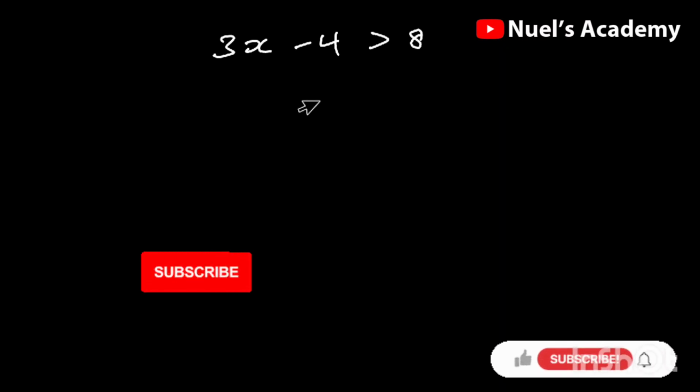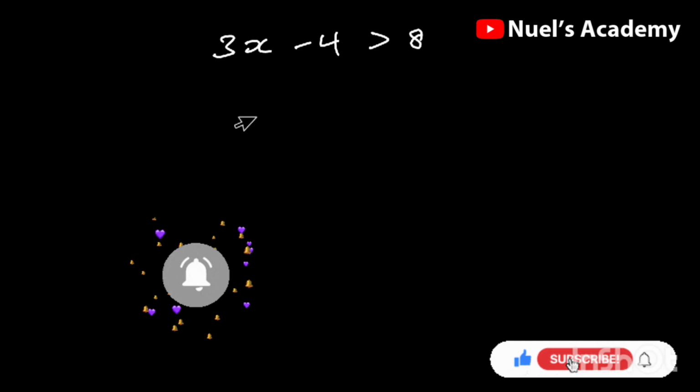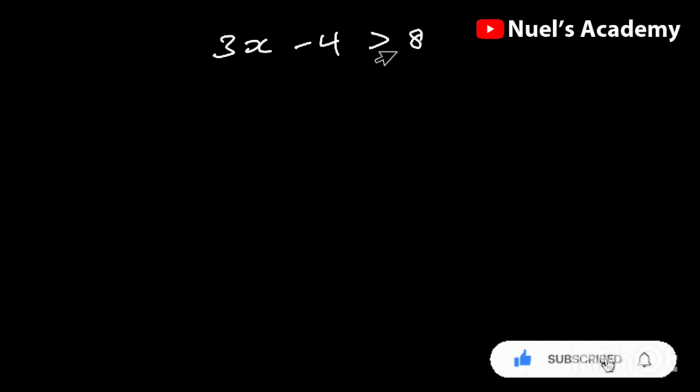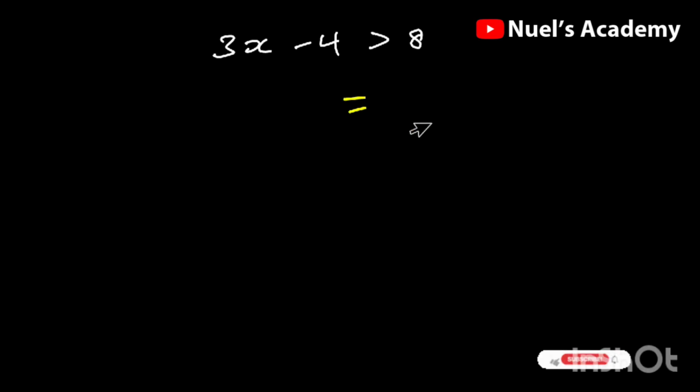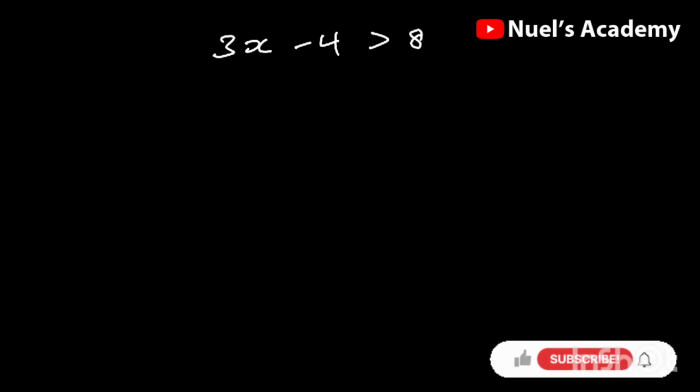In this lesson, we're going to be focusing on solving inequality. Now, the difference between an inequality and a normal equation is that when we solve an inequality, we're going to get a range of values, whereas when we solve the normal equation, the one that involves the equality sign, we're going to get a specific value. Alright, so let's solve this question.